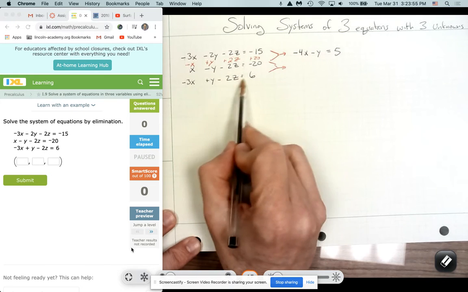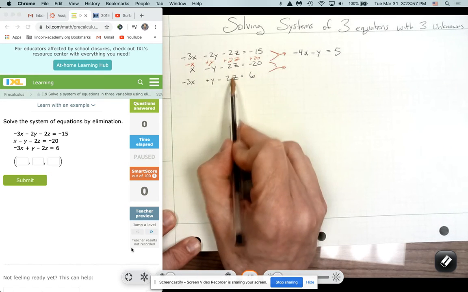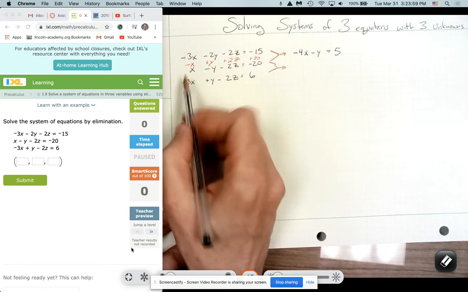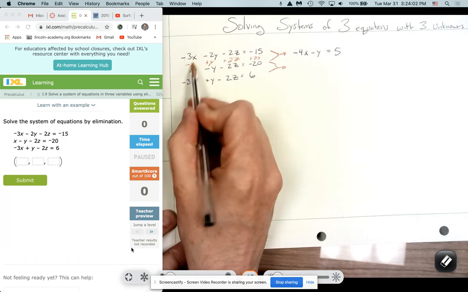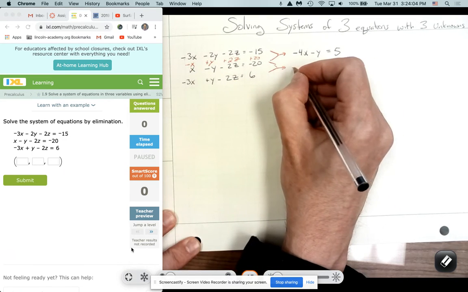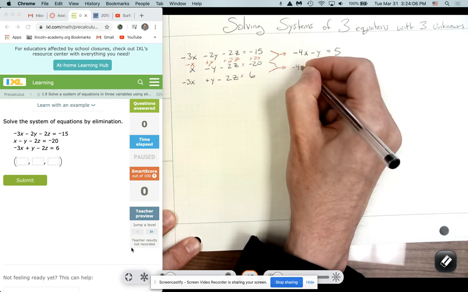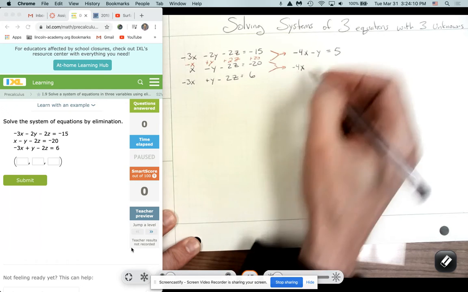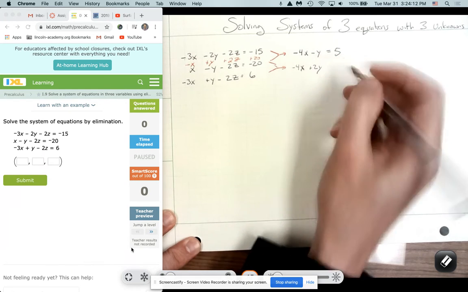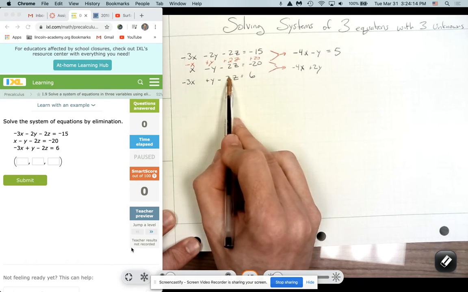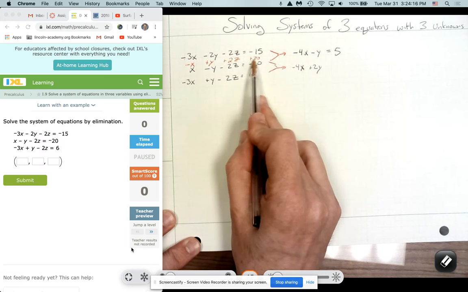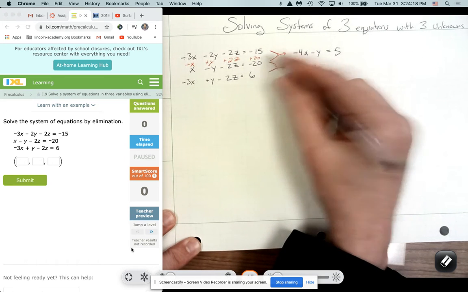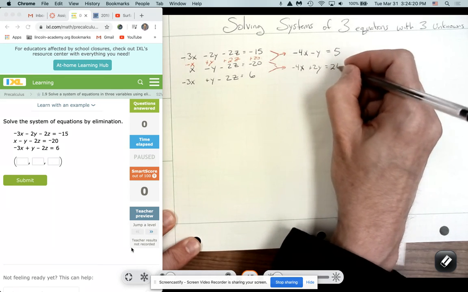Now I'm going to add the bottom one to the middle one, because again, that's going to eliminate my z values. So I'm going to have a negative 3x minus x, which is a negative 4x. I'm going to have a positive y plus y, which is going to be 2y. The z's cancel. And then I have a 6 plus 20, which is 26.